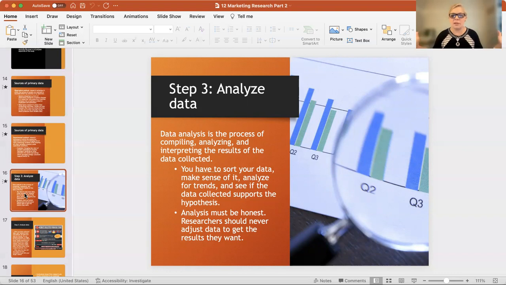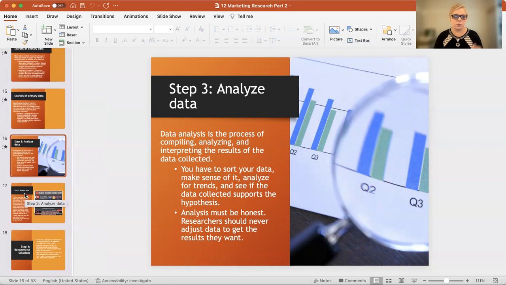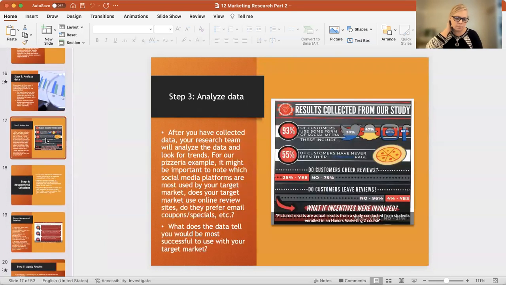You've got to build it all up. And so that's the way that we would analyze the data. We sort it. It's like a puzzle. We're going to sort it out and then we're going to make it work.